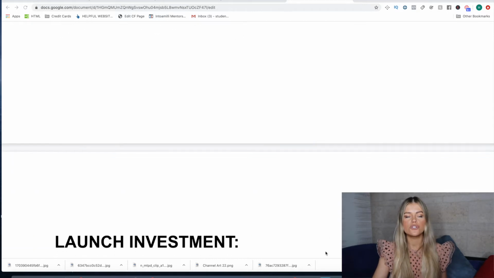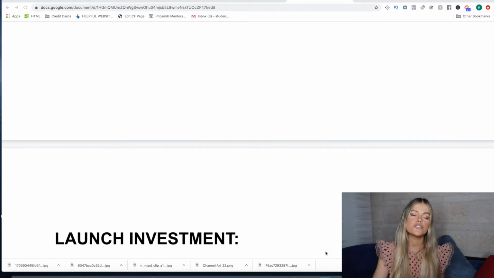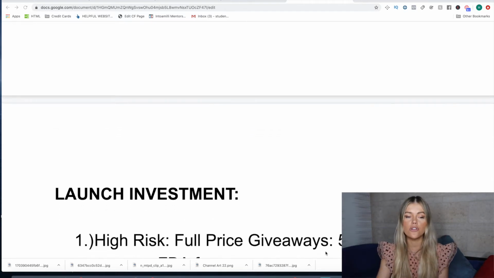Next, let's go to the launch investment. And yes, you do need this, because that's how you get your product to page 1 of Amazon, and that's how sales actually begin to happen. You can't expect to just put your product on Amazon and hope for the best, right? So let's look at the launch investment.